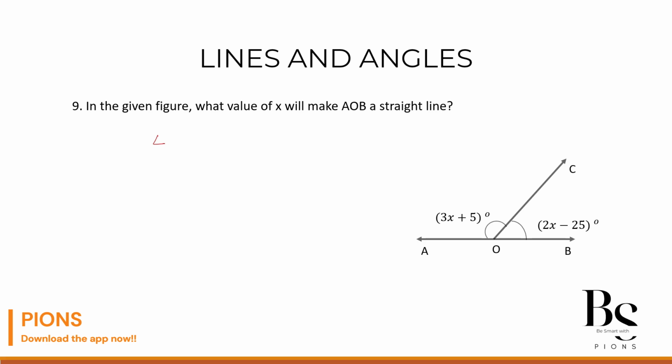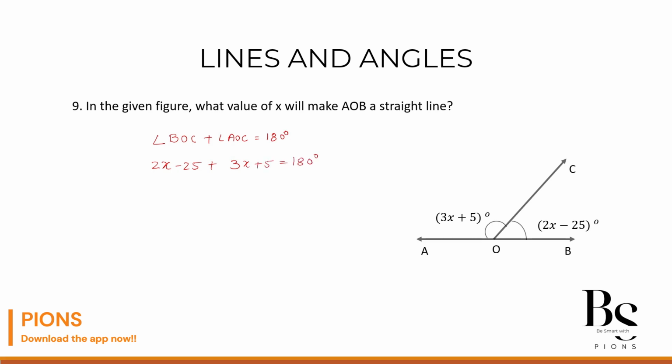So here the sum of angle BOC plus angle AOC, this must be equal to how much? 180 degree, if it's a straight line. So we have to find the value of x for which this is a straight line. So what is angle BOC? BOC is nothing but 2x minus 25. And what is angle AOC? 3x plus 5. And that is equal to 180 degree.